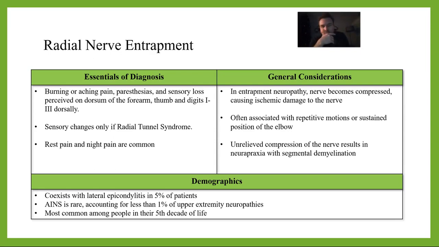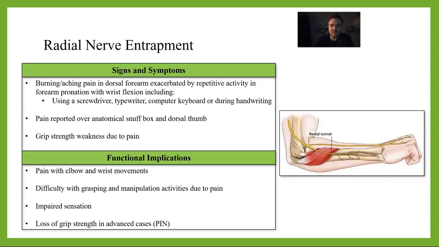So some demographics here: radial nerve entrapment coexists with lateral epicondylitis in 5% of patients. Anterior interosseous nerve syndrome is rare, accounting for less than 1% of the upper extremity neuropathies. This is most common in the 5th decade of life.